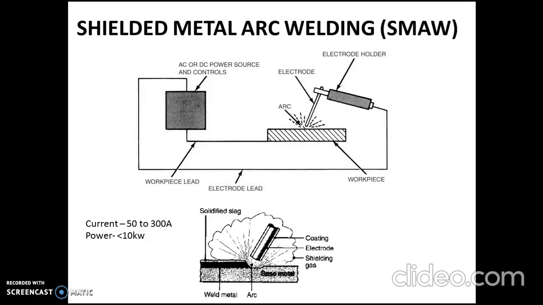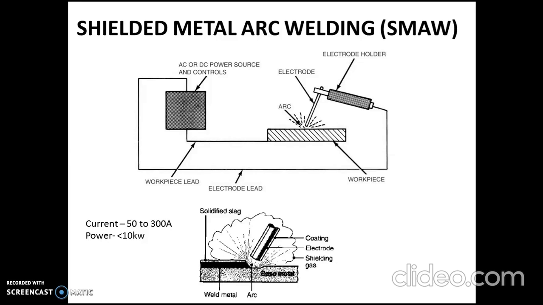The electrode coating deoxidizes and provides a shielding gas in the weld area to protect it from oxygen. Generally, gases are evolved during the combustion and melting of the weld zone, so those gases shield the area, or we can say they cover the area where welding is carried out, to prevent the weld zone from coming in contact with atmospheric oxygen and avoid oxidation.